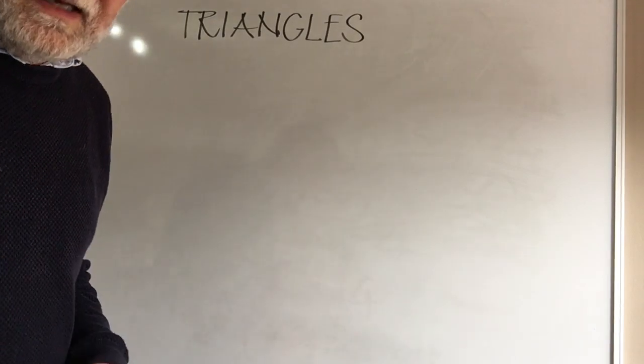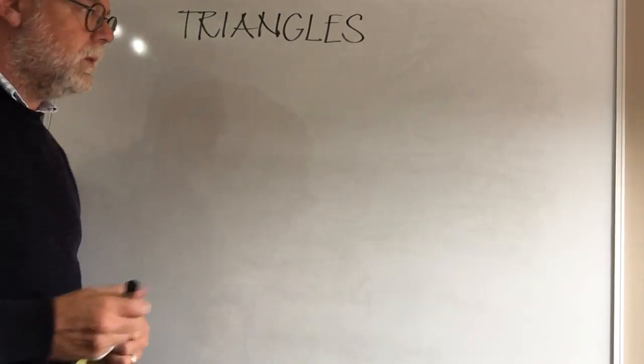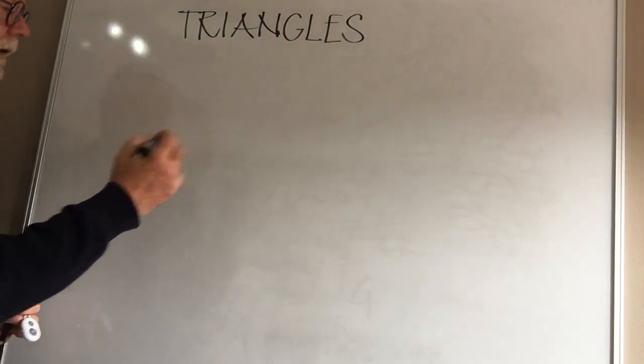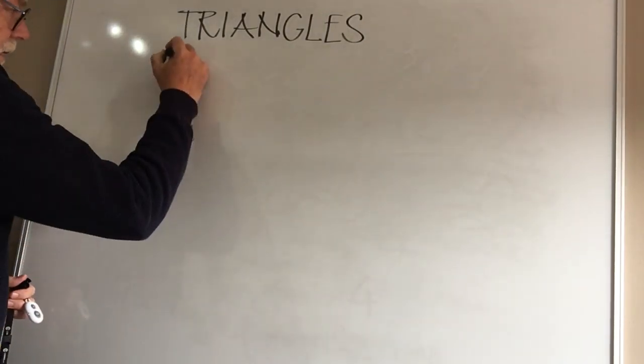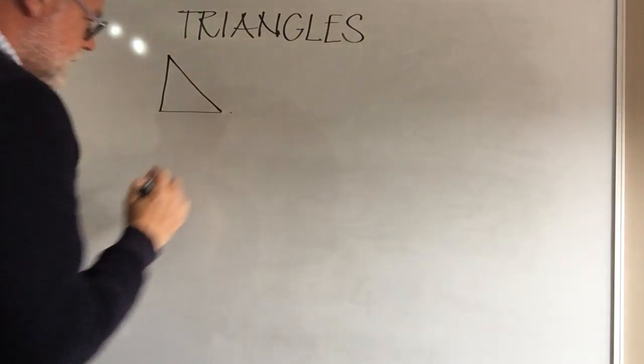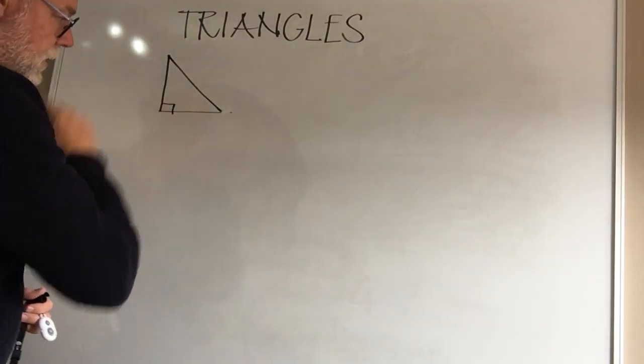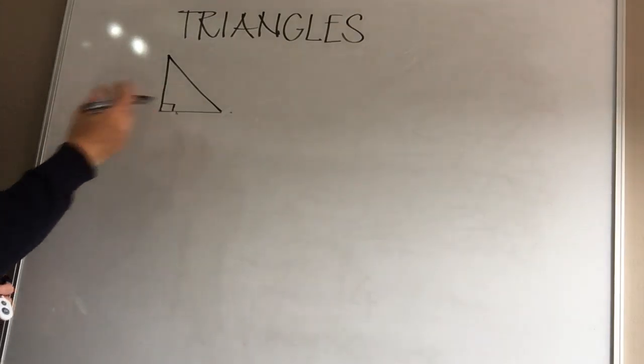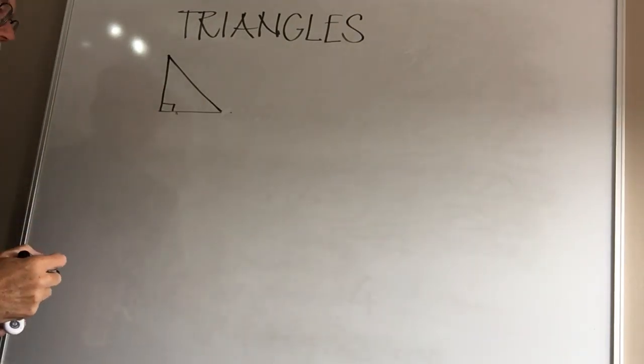Hi, I want for a minute now to think about triangles. What do we know about triangles? Well, we obviously know that they have three sides and they come in various shapes and sizes. We can have what we call a right angle triangle, where obviously one of the angles is 90 degrees.